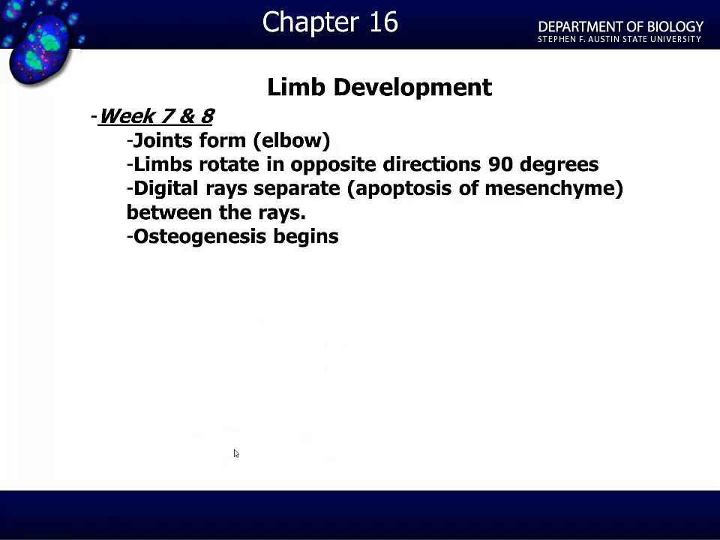Now, a lot's going to happen in week 7 and 8. We're going to begin to form joints. The limbs are going to rotate 90 degrees, so instead of being parallel, now they're going to have this more ventromedial type of positioning to them. We're going to see the digital rays continue to develop. We're going to undergo osteogenesis to form bone. And the separation of our individual digits is largely going to occur because of apoptosis of the mesodermal tissue in between our digits.